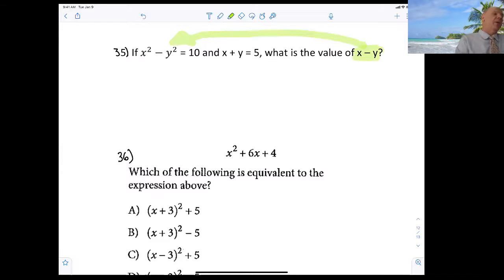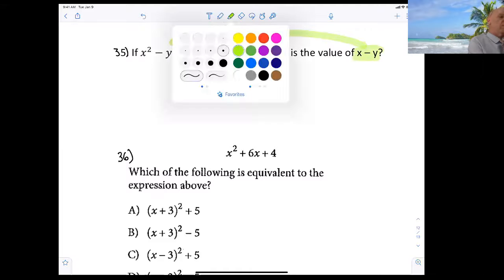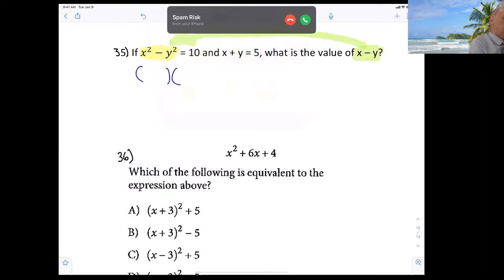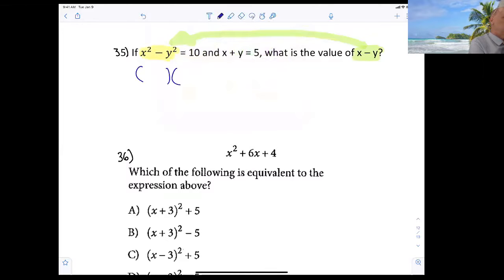So I would like someone to tell me x squared minus y squared. As soon as I see x squared minus y squared, you should think factoring. What does that factor to, please? That is correct. Beautiful. So I want everybody to put x plus y times x minus y equals 10. Is everybody happy with that explanation so far?